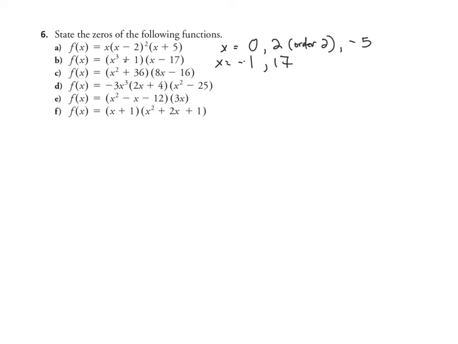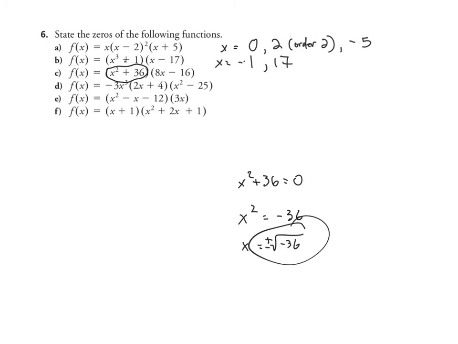Part C, so this one right here, x squared plus 36 will never equal 0. I'll show you. x squared equals -36. Well, that means x equals plus or minus the square root of -36, but you can't take the square root of a negative number. But 8x minus 16, that's no problem. 8x minus 16 equals 0. You got 8x equals 16, and x equals 2.